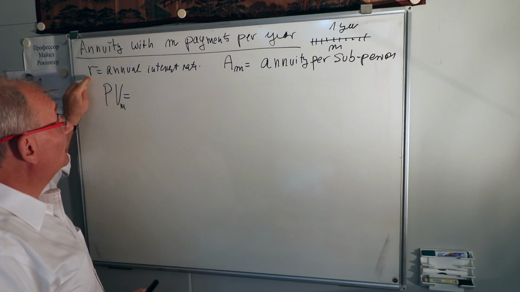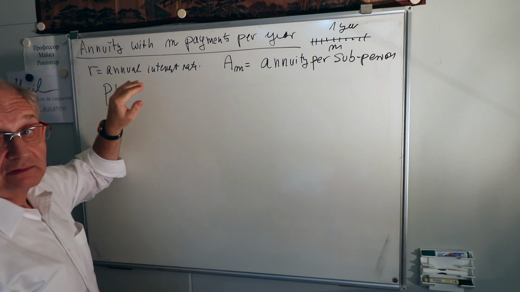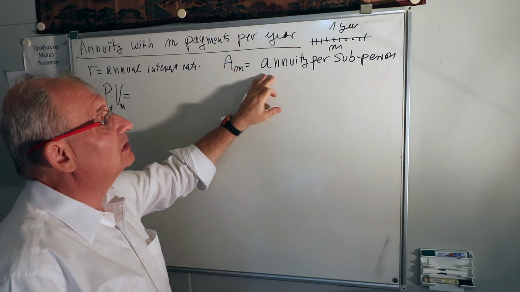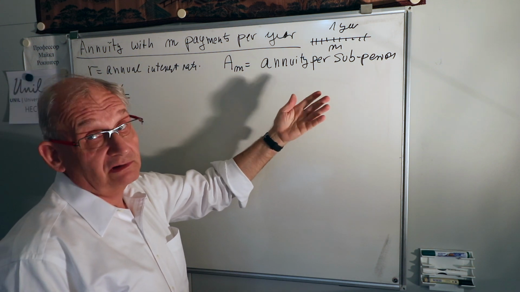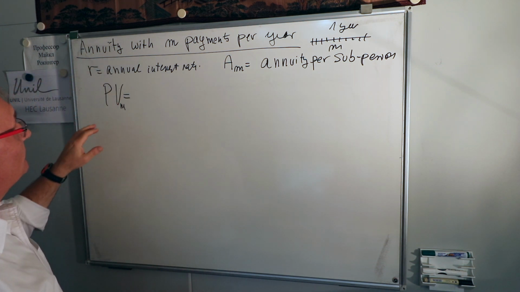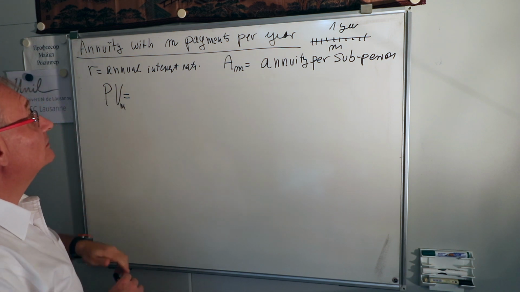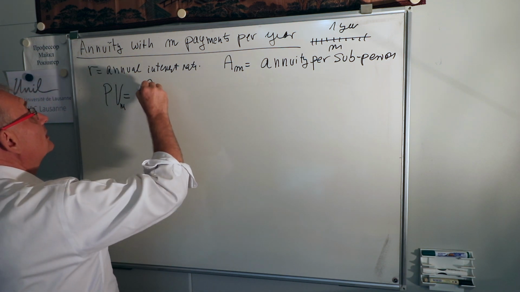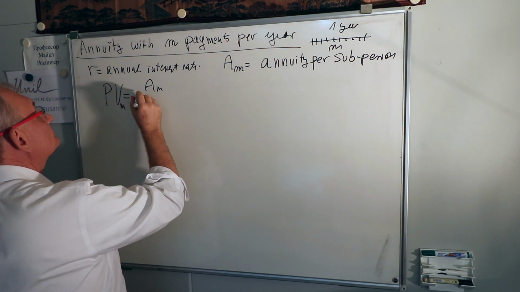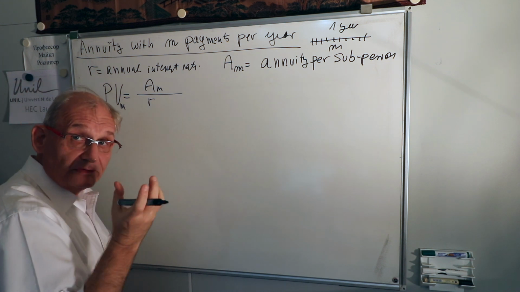The banker, when he or she actually gives you the credit, is going to quote an annual interest rate. This is a definition, it's a given. I'm going to call now A sub m the annuity per sub-period, call this the monthly annuity that you have to pay. In that case, the present value of the monthly payments is going to be given by the following formula.